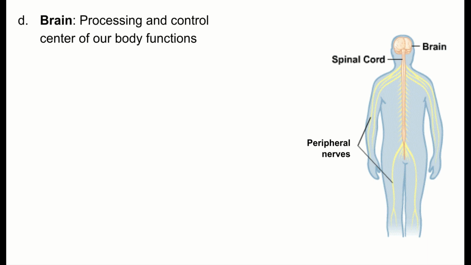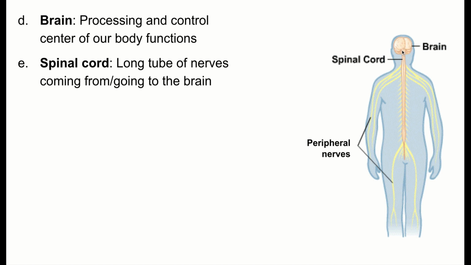Speaking of, detail D, your brain. Here it is, top of your body, inside your skull. This is where all the processing and control of your body functions happens. The spinal cord is the long tube of nerves coming from and going to the brain.